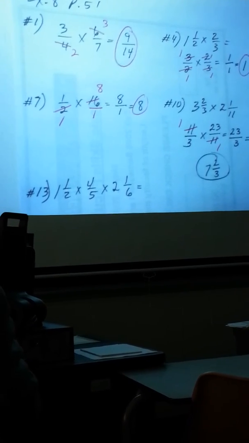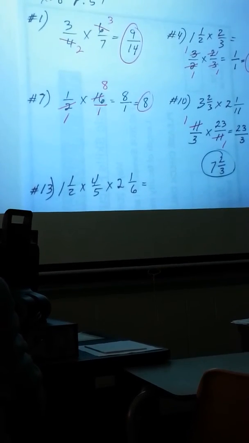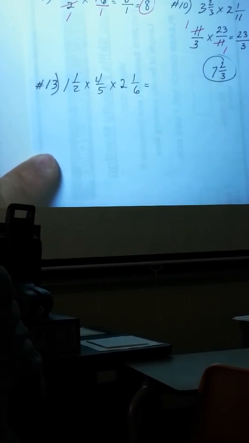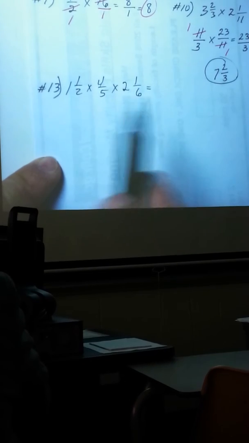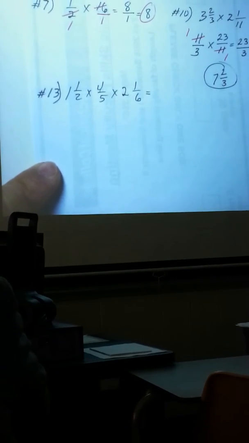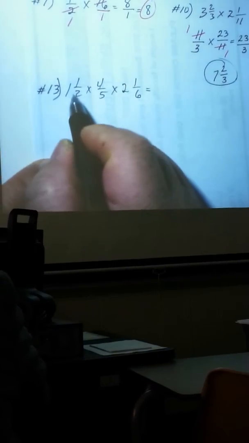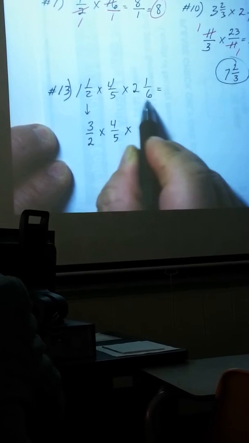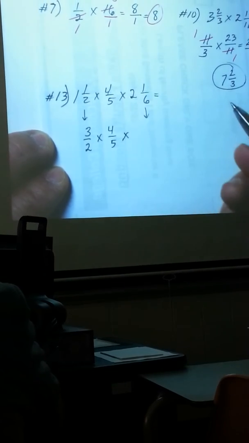Okay. The next one is rather challenging. Let's focus closely on the next one. You see that you have two numbers that are mixed numbers, but one is not. So let's change everything. 2 times 1 is 2, plus 1 is 3, so that will give you 3 over 2, and the 4/5 remains the same. And change that. 6 times 2 is 12, plus 1 is 13. 13 over 6.